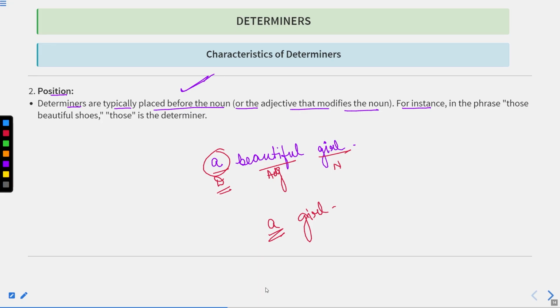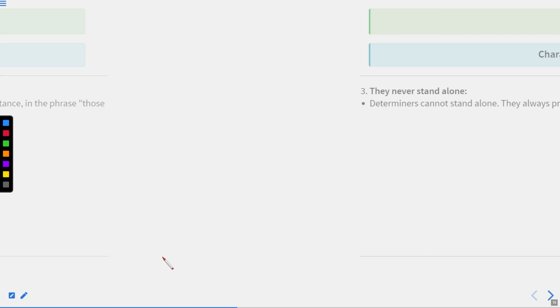Now it can also happen that we may have a structure of adverb plus adjective plus noun. So it can be used just before that as well. In the phrase, those beautiful shoes, those is the determiner, beautiful is an adjective, and shoes is the noun. So you can see the position of a determiner in a sentence, but it anyhow qualifies a noun. It can be used immediately before the noun or any other word which is qualifying the noun. Now let us move to the next one.